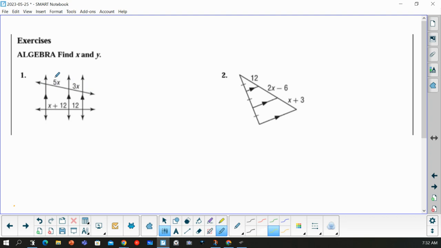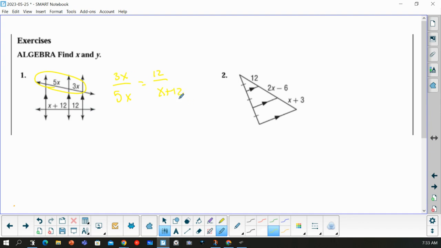So 3x over 5x equals 12 over x plus 12. Now, if you would have done 5x over 3x, then it would have been x plus 12 over 12. Just make sure you're consistent, right? Whichever one you put on the top, you do the same one in this one. Notice it's not this way. Okay, it's this way.